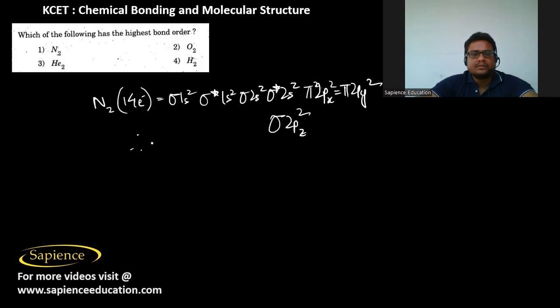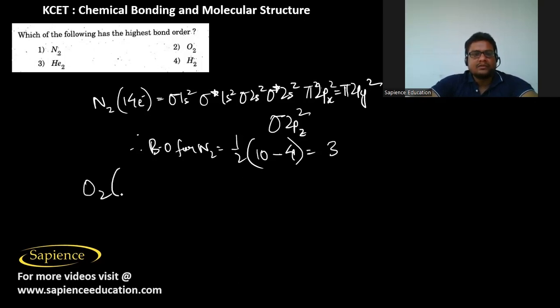So therefore, the bond order for N2 will be equal to half of the number of bonding electrons, which is 1, 2, 3, 4, 5, that is 10, minus the antibonding electrons, which is 4. So that will be 6 by 2, that is 3.